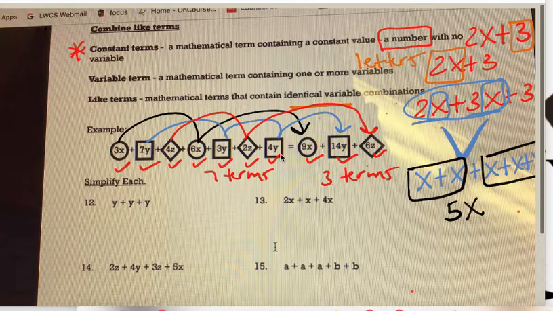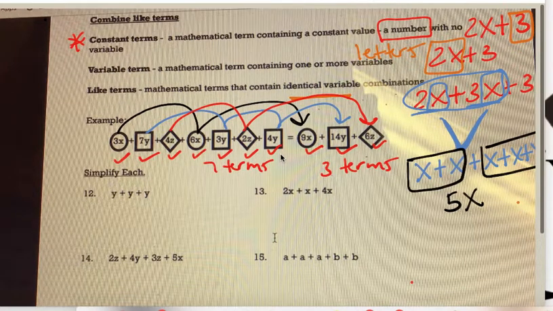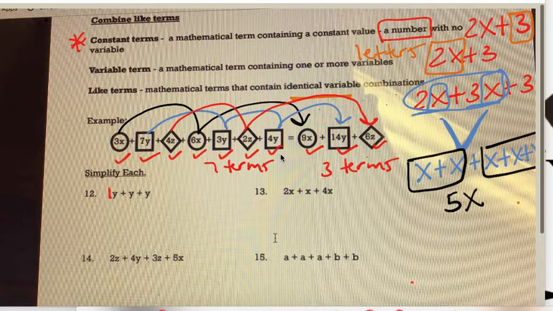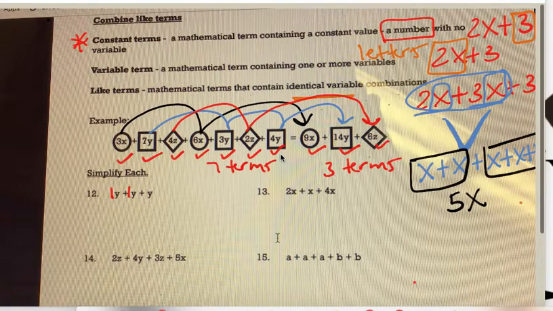So here they asked me to simplify. Well, remember we also talked about if there's just a variable by itself, that's the same as saying 1y or 1x or 1z. So that's like 1y plus 1y plus 1y, which would give you 3y. This one would be 2x plus 1x plus 4x, which would give me 7x. Again, I'm able to put them together because they all share the same variable. 12, they all share y. 13, they all share x.